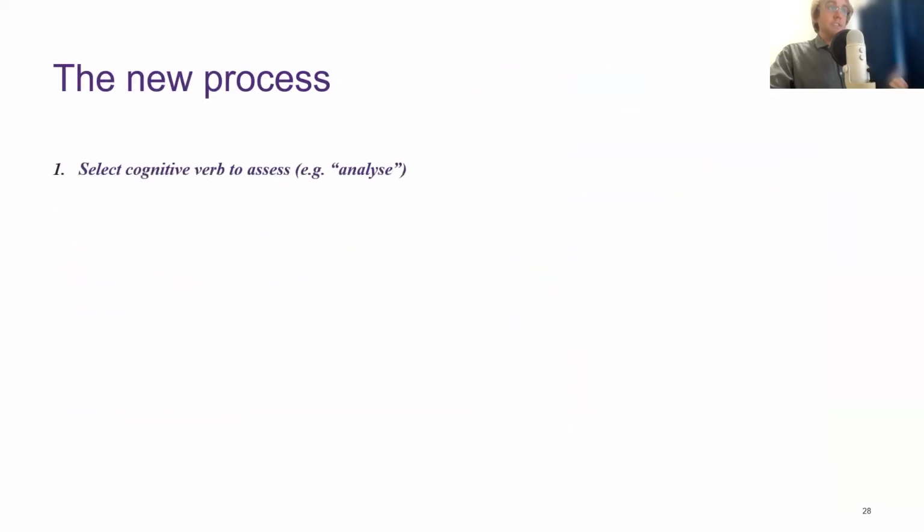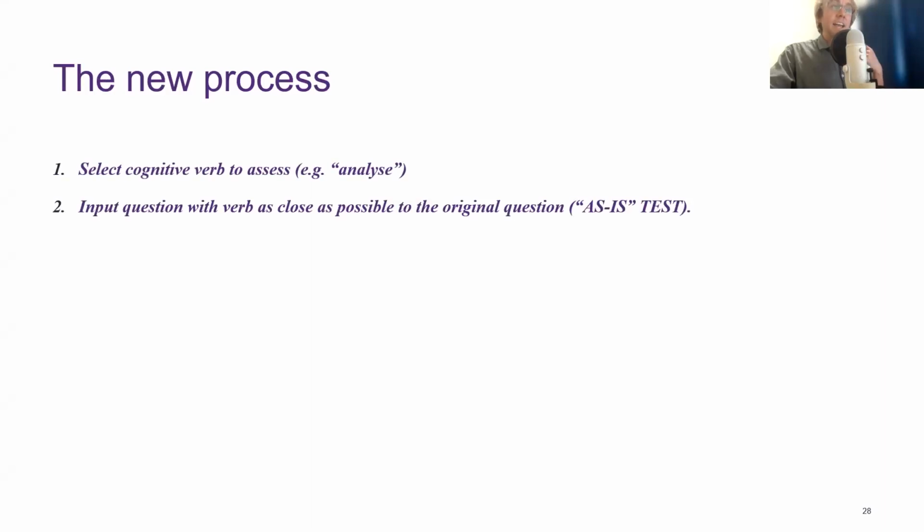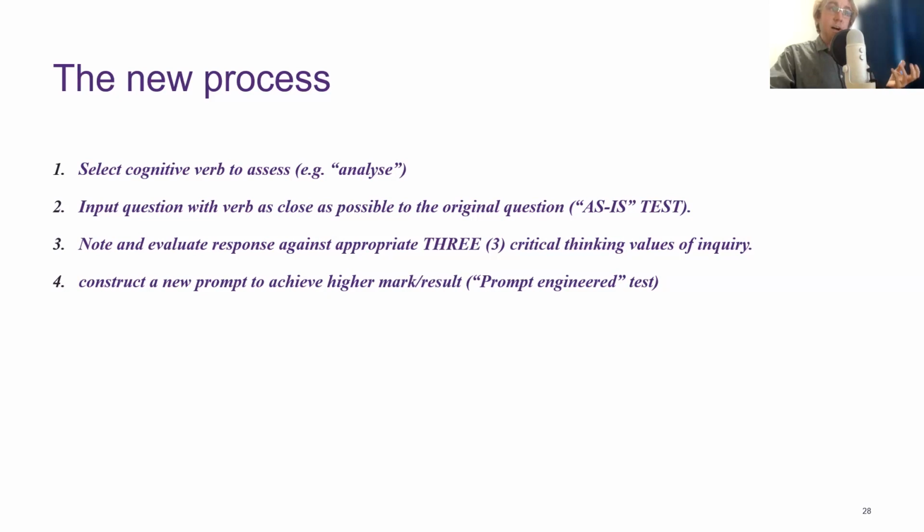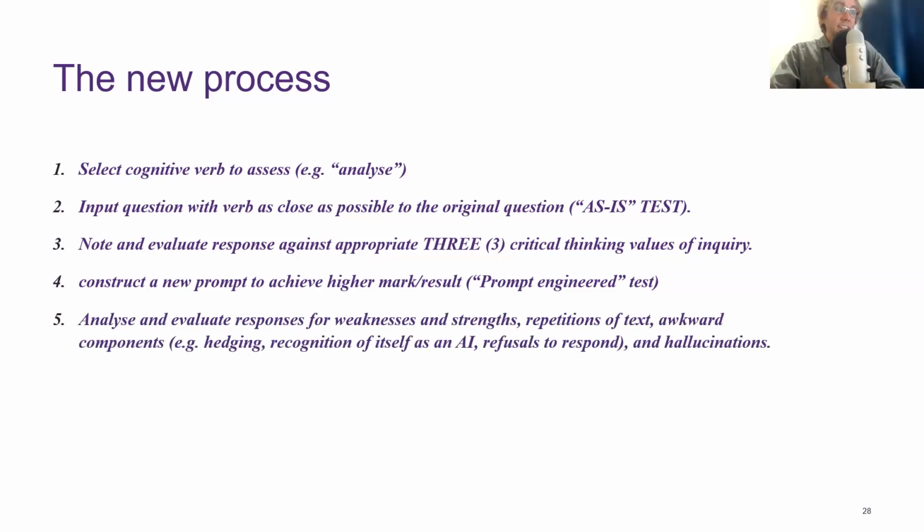So my new process, what I did, I selected a cognitive verb to assess. I inputted the question as closely as possible to the possible question, always based on a test or similar to a test that's currently being done at UQ. I noted and evaluated the response against three different values of inquiry. I constructed a new prompt to achieve a higher marker result. So this is the prompt engineering test. And then I analyzed and evaluated for strengths and weaknesses, repetitions of text, awkward components, hallucinations.